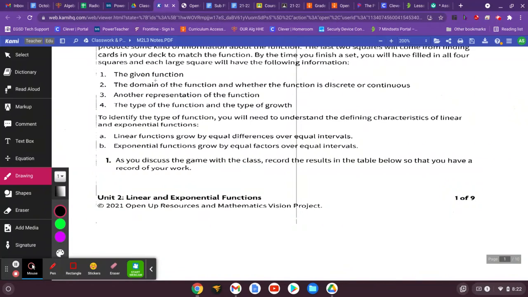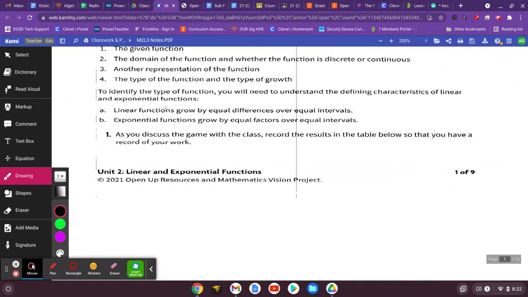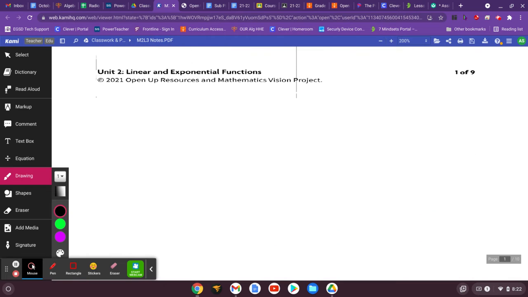And so the top left has the given function in some format. The top right has the domain of the function, whether it's discrete or continuous. The bottom left has another representation of the function, and the bottom right is the type of function and the type of growth. So make sure, here are the types of functions, linear and exponential, and remember linear functions, the type of growth is a common difference. Exponential functions, you can call it a growth factor or you can call it a common ratio. So let's go ahead and fill in our chart.